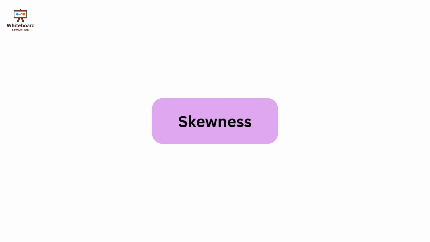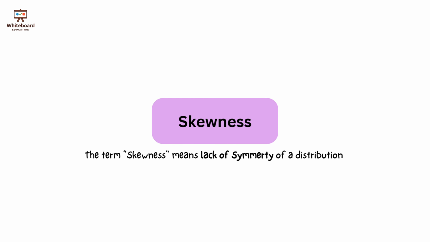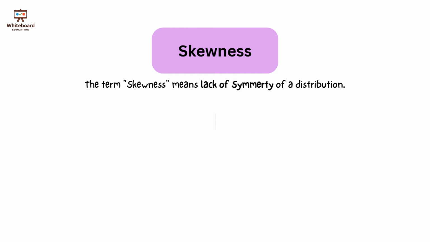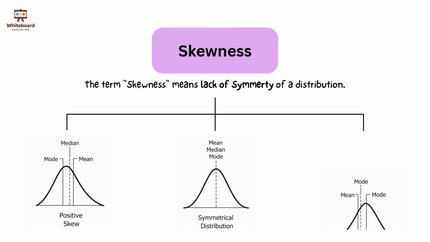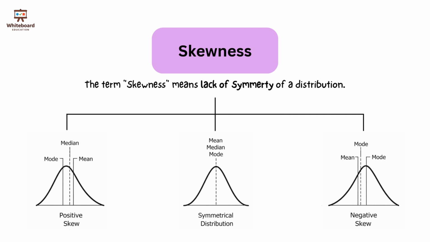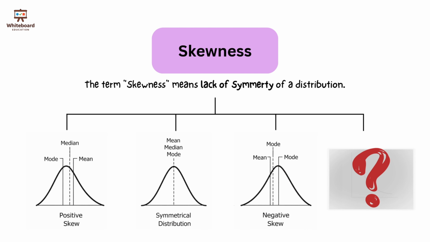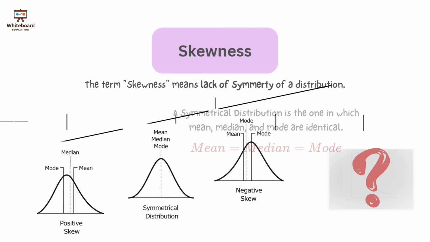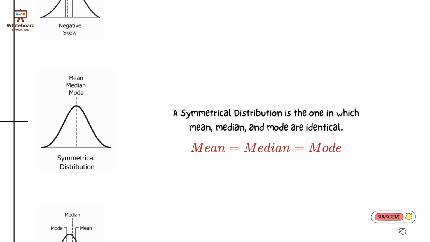What is skewness? The term skewness means the lack of symmetry of a distribution. There are three main types of skewness, that are positively skewed, symmetrical, and negatively skewed distributions. Plus, there is one more type, which you'll find later in this video. Now, let's discuss a symmetrical distribution first.